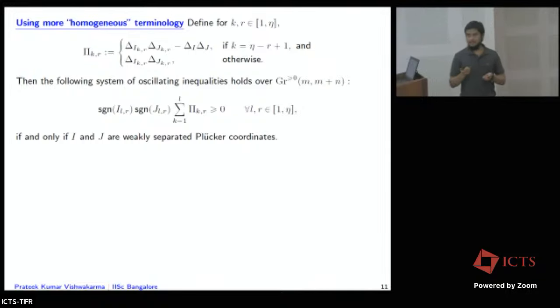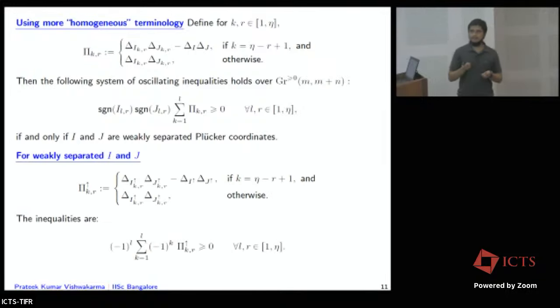I see. And for weakly separated, when I and J are weakly separated, that is the cases that we saw earlier in which the sign of the inequality was alternating. If we order the elements in I\K and J\K in increasing order, and I and J as well, then the signs that come out are in fact alternating. So we can see that the inequalities that we saw earlier are in fact sitting here.